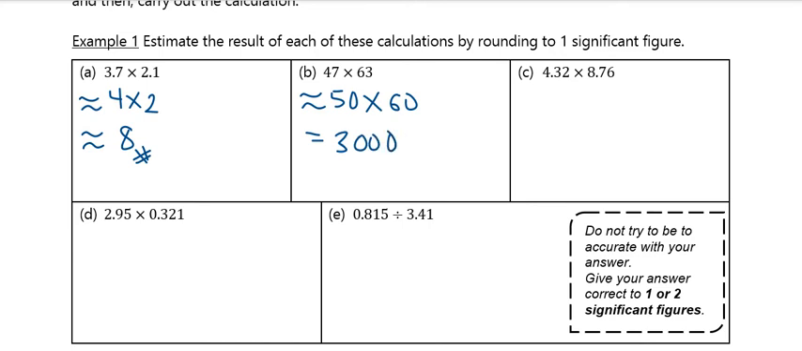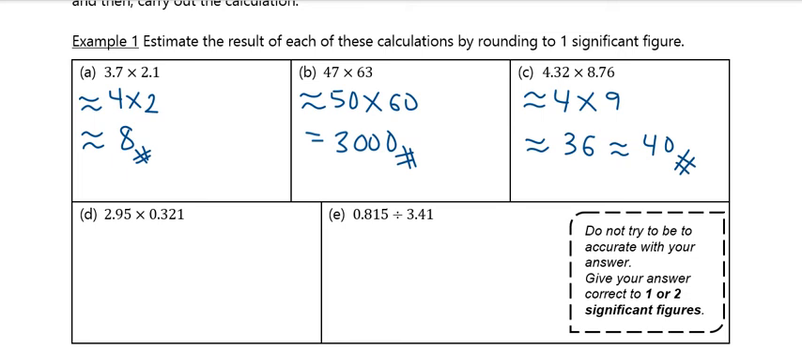Okay, so the next one is part C, where 4.32 times 8.76, which is 4 times 9, and this is 36. Now here, do not try to be too accurate with your answer. You give your answer correct to one or two significant figures. So actually for this one, you have two answers. It's either 36, or you can round off once more to get 40.